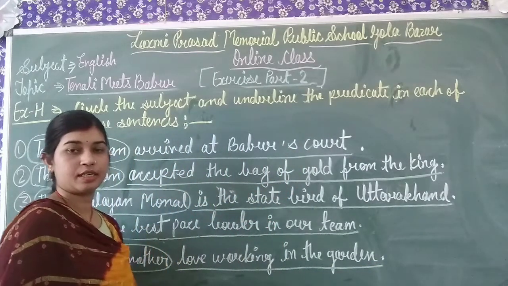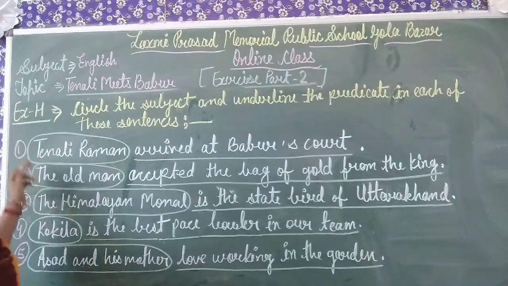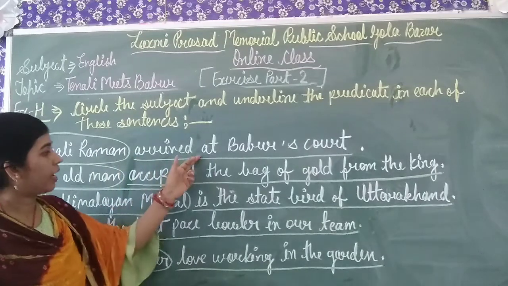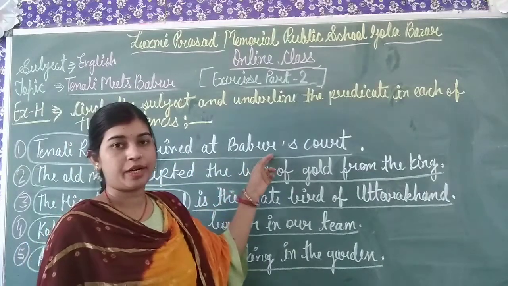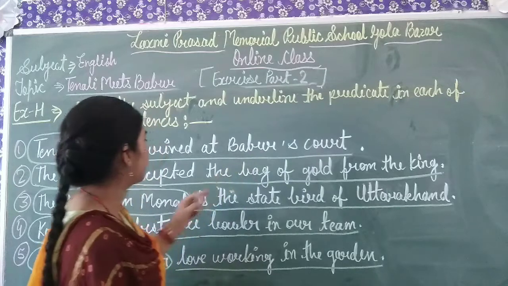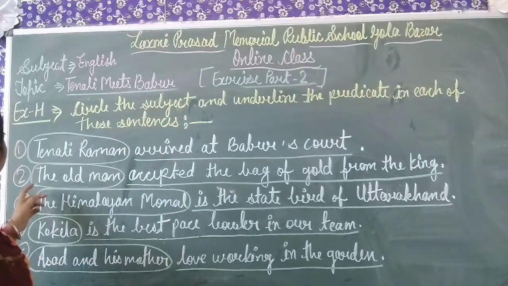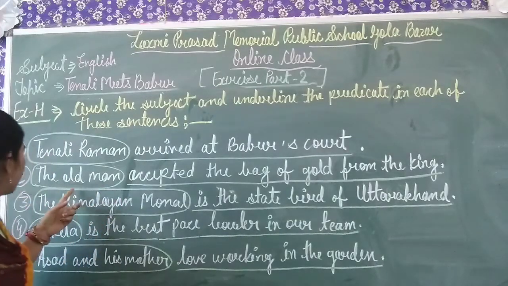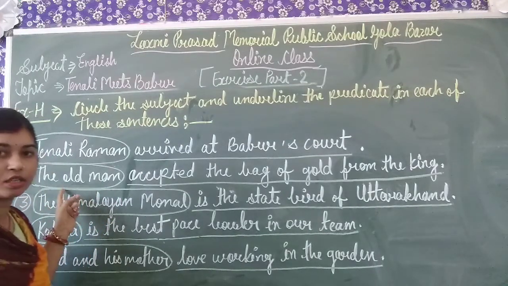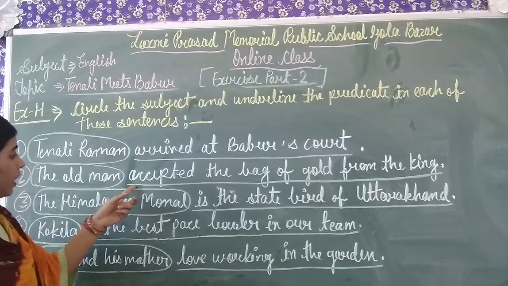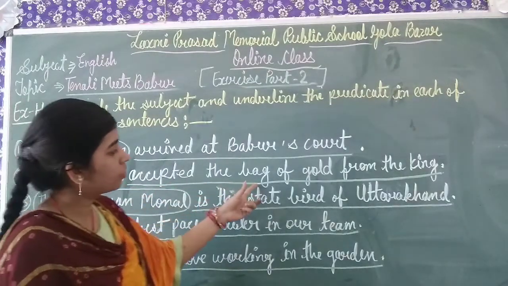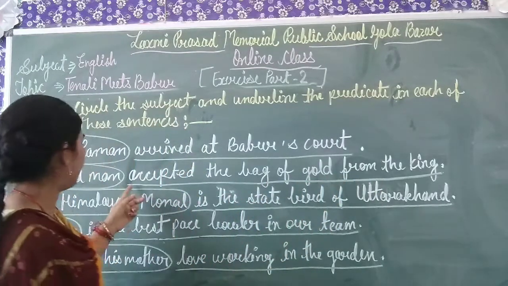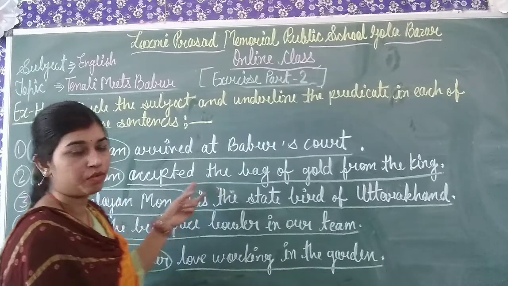Okay. So students, let's revise. Number 1, Tenali Raman is subject and arrived at Babar's court is predicate. Okay. So students, now next number 2. Number 2, the old man is subject. So you have to circle the words the old man, and next accepted the bag of gold from the king is predicate. So you have to underline these words.